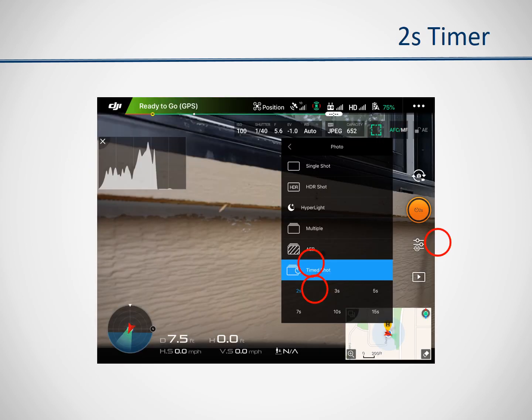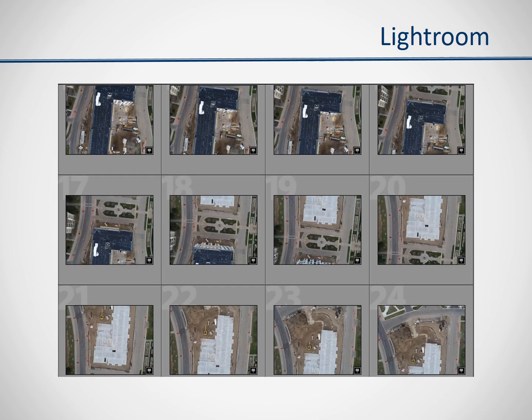So what you do here, you go to your, oops, these got shifted. You go to your camera settings, this button here. In your photo options, you click on time shot, and you can click 2 seconds, 3, whatever you want your timer to be. I like 2 seconds. It gives me a good overlap with my flight speed. And then I click the photo button and I fly. And as I fly, it takes photos every 2 seconds, and you can see how those buildings change over time.